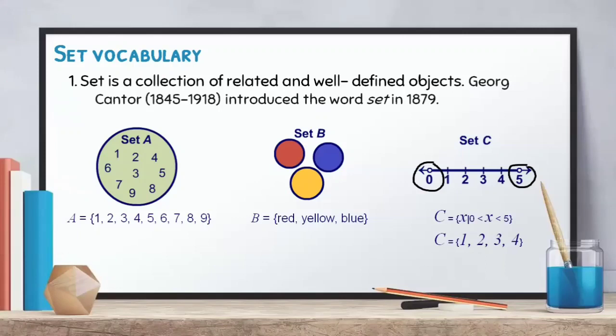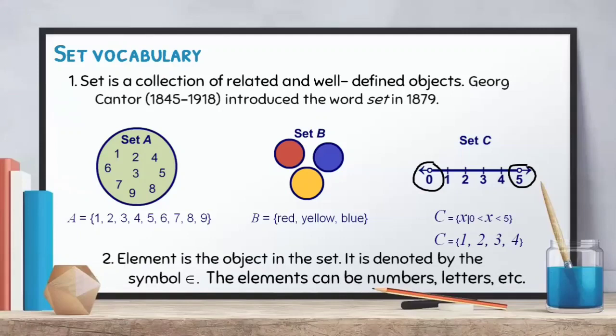Number 2, element. Element is the object in the set. It is denoted by our symbol ∈. So the elements can be numbers, letters, or anything. So in our first example here, we have numbers as our elements. In the second example, we have colors as our elements, and we could also use letters to be elements of our set. All right, any question?